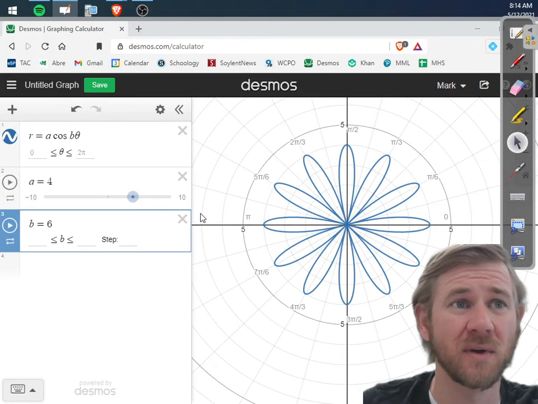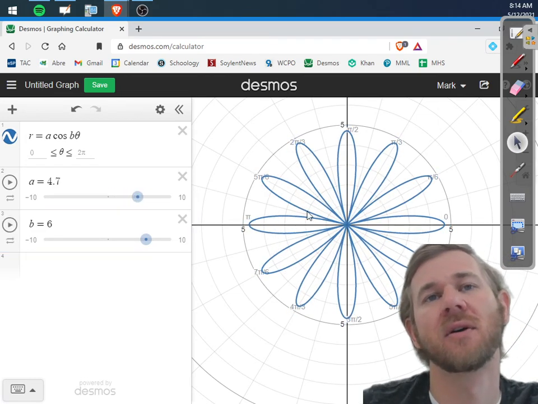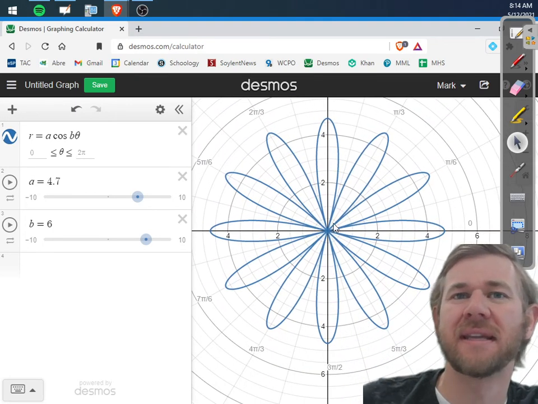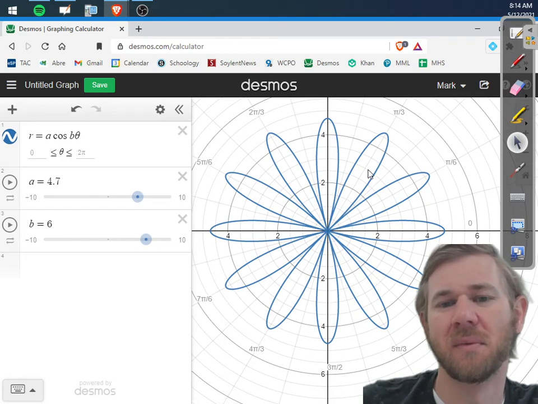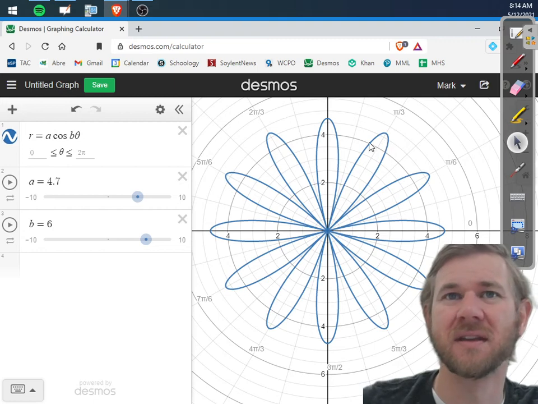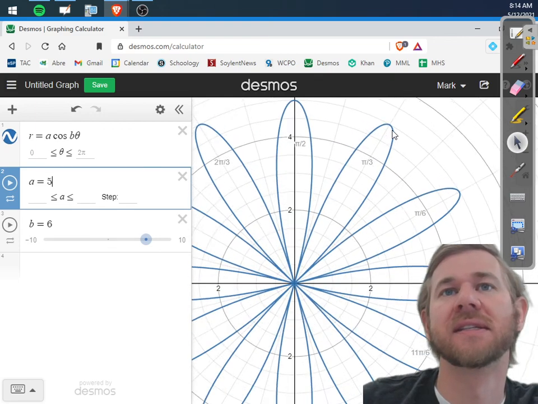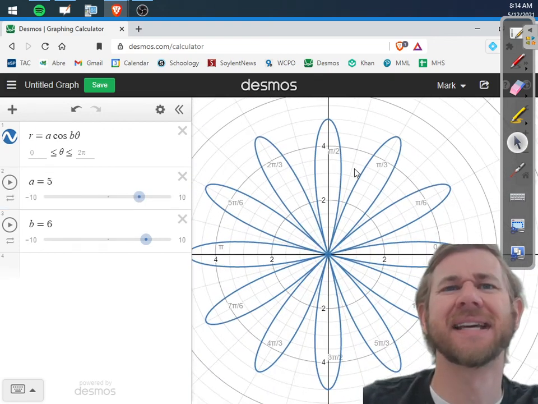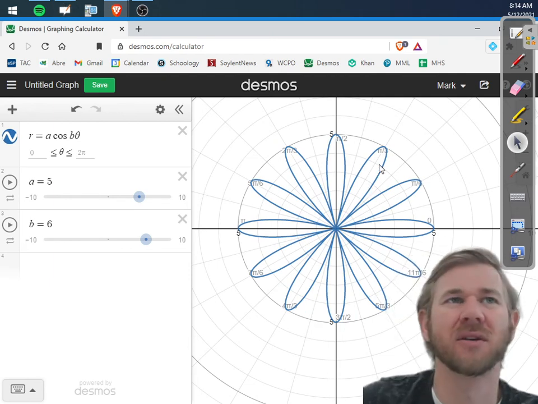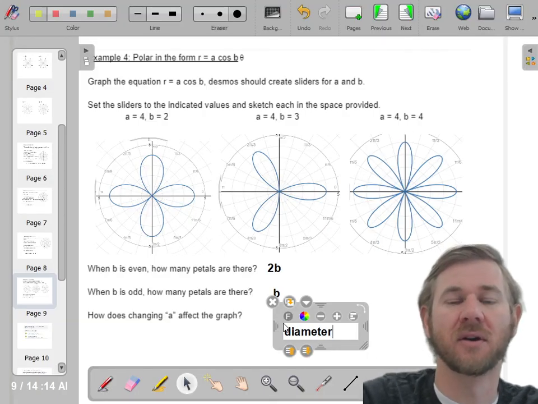How does a affect the graph? What is a? Oh, so this is just stretching it out. So that would be like, what do we want to call that? It's like if this was a flower, it'd be like the radius of the flower. Or maybe you could say like the diameter of the petal. If it goes out 4.7, then it's going out. Let's just make it something easier to see. That's too big. 5. You can see that it's going out to 5. So I'm going to say it's the diameter of the petal, which you could maybe also describe as the radius of the flower. I'm not sure what the best way of saying that is. I'm just going to call it the diameter of the petal.